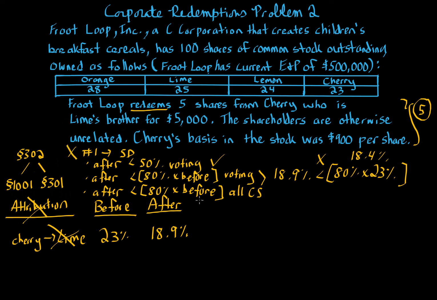So we go to test 2, complete termination. So remember, complete termination, even with family attribution waiver, you need to have direct ownership at 0, which we have 18.9%. So we fail test 2, complete termination. Test 3, partial liquidation.